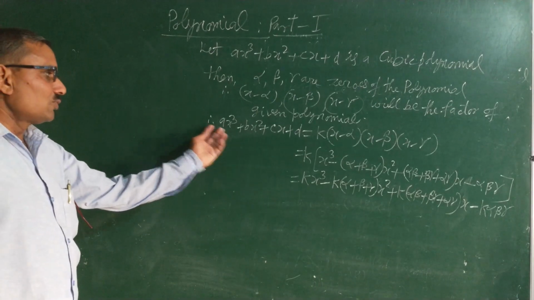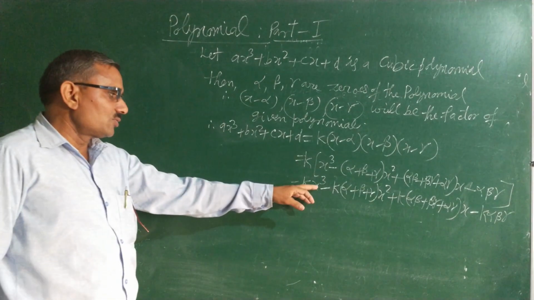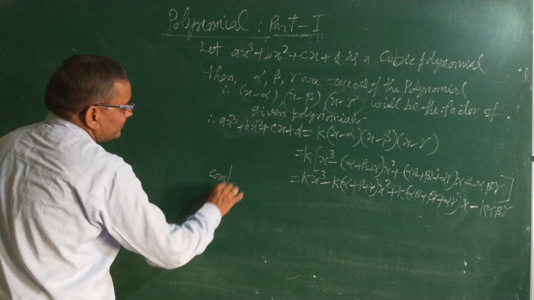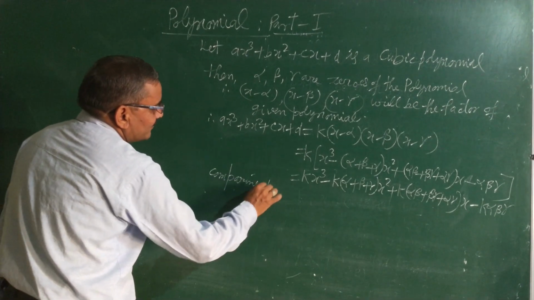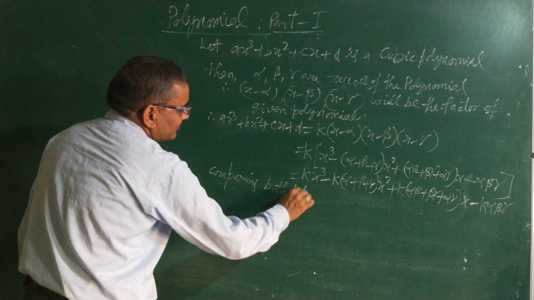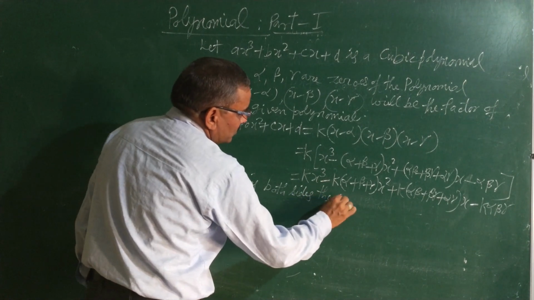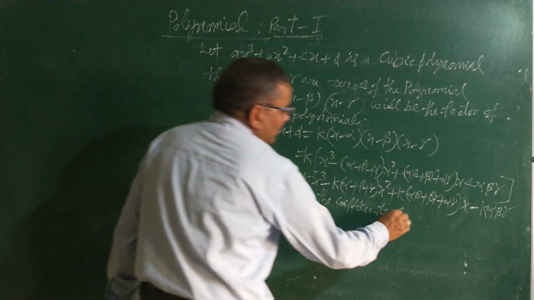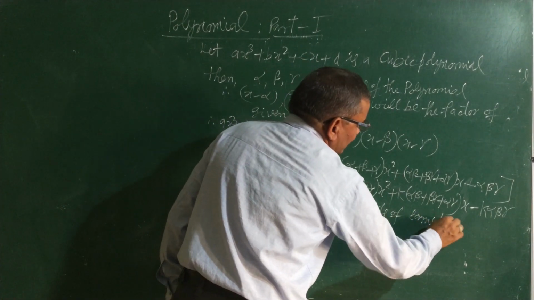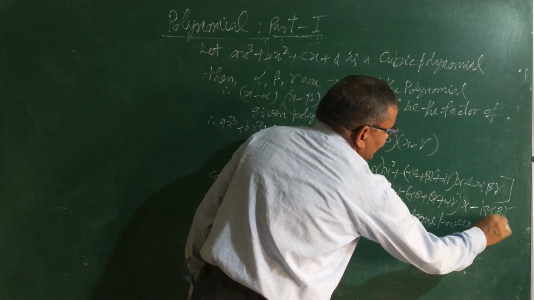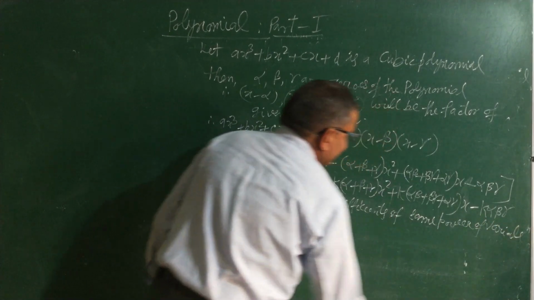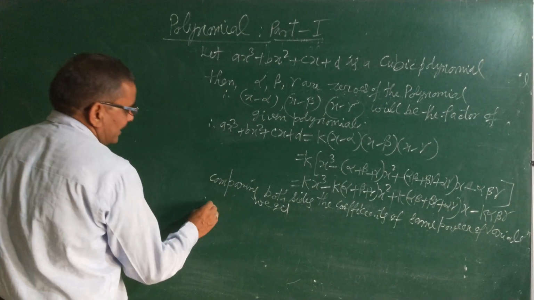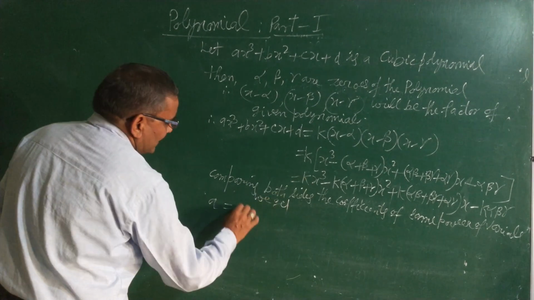Now comparing on both sides the coefficients of the same power of the variables, we get: here the coefficient of x cube is a, so a is equal to k.